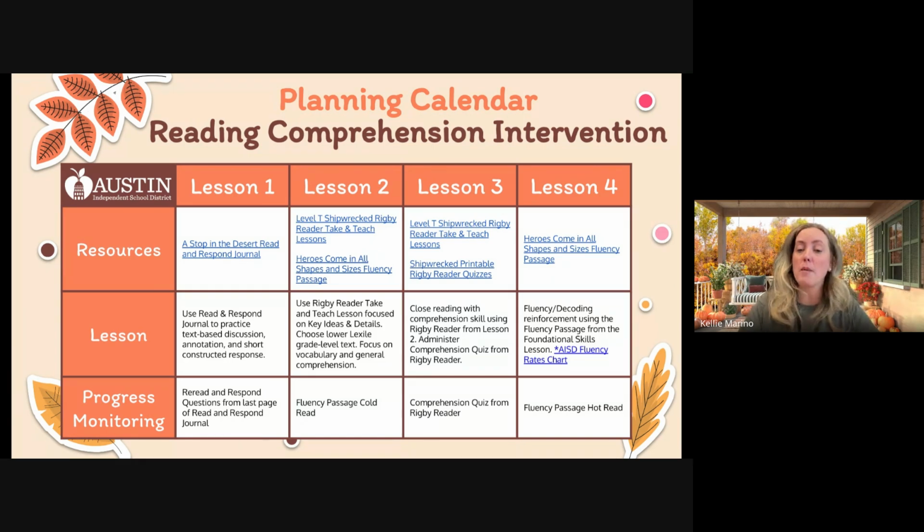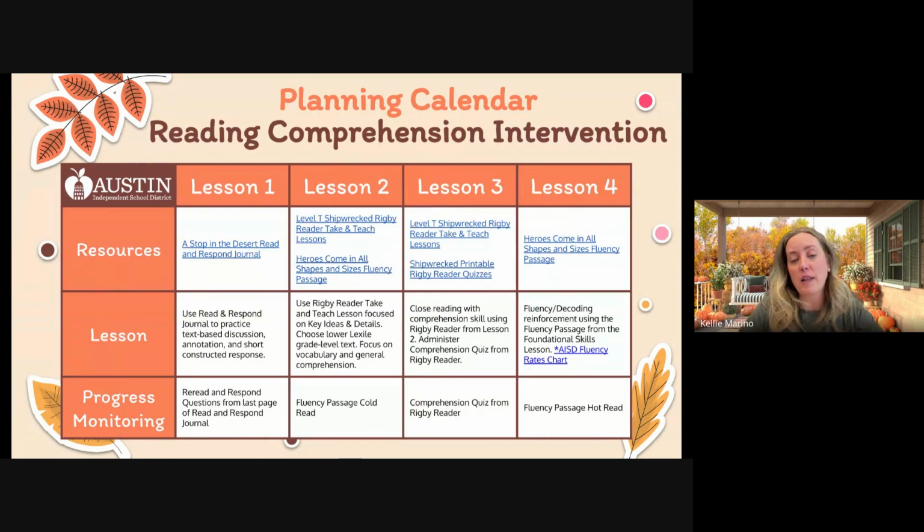And then lesson 4, I'm going to come back to that fluency passage. Remember, the fluency is kind of sitting in a funny spot because we're also doing fluency in our whole group, and I'm utilizing some small group time to just reinforce and reteach if I'm noticing some small gaps there.